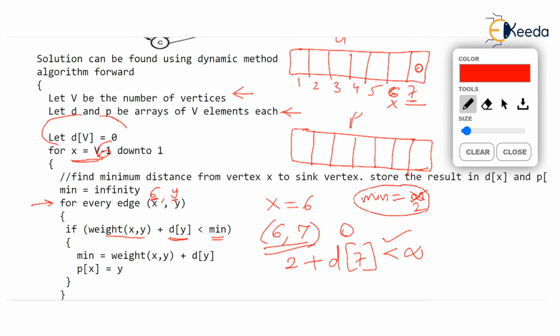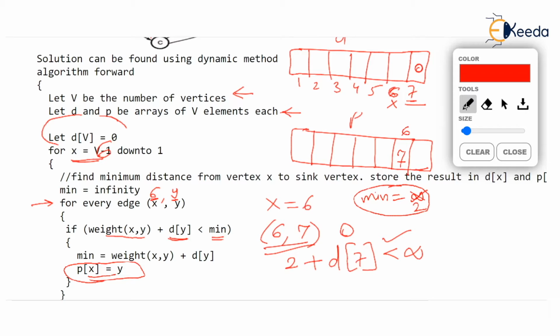We say that minimum has been updated to 2, and px, that is p6, observe this step, p6 is going to be 7 because this minimum we got for the 7th vertex. So the 6th element of P is 7. I hope you have understood.